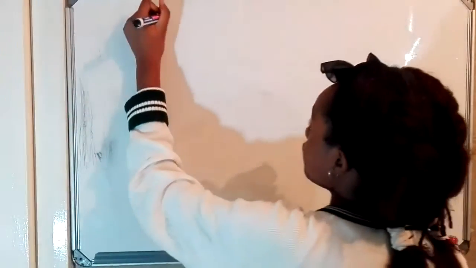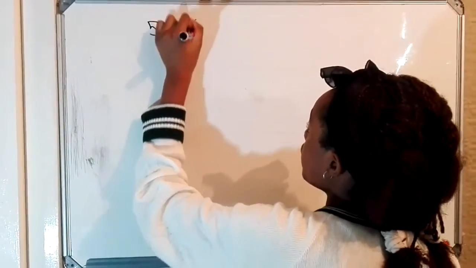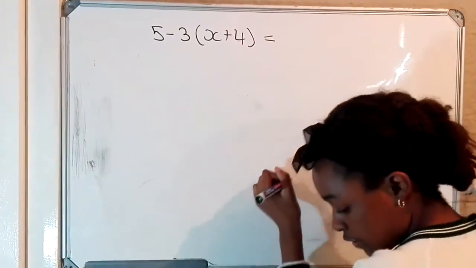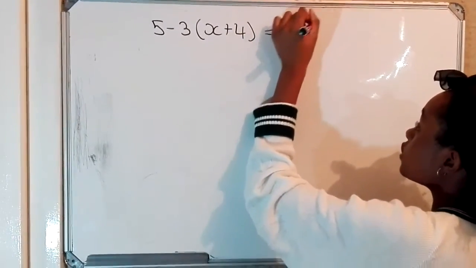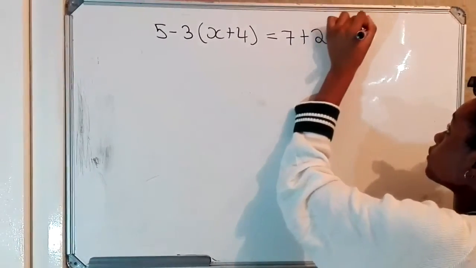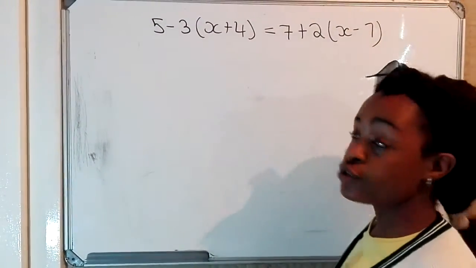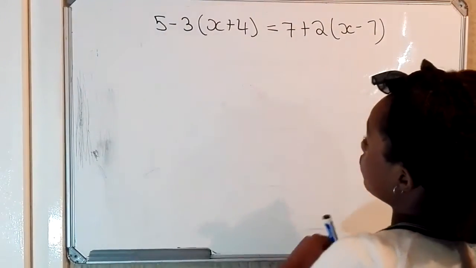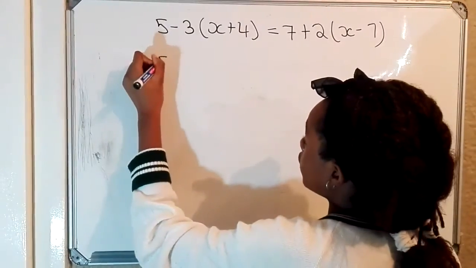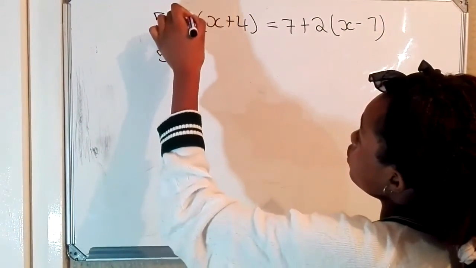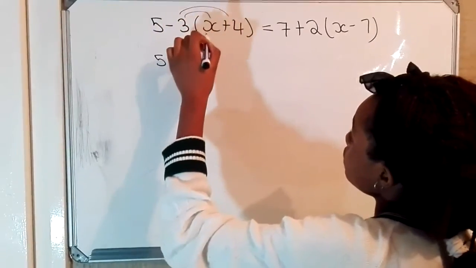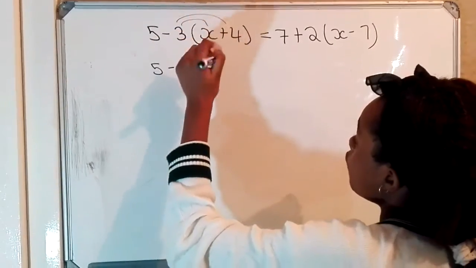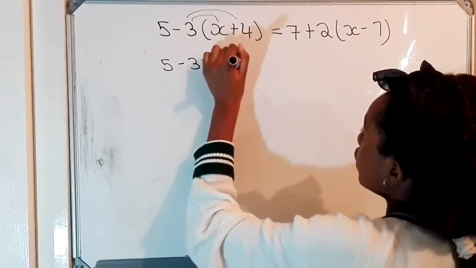Here's another one. So you have 5 minus 3 brackets x plus 4 is equal to 7 plus 2 brackets x minus 1. Feel free to pause the video and try this one on your own. The first thing I'm going to do is make sure I distribute everything to the brackets. I'll leave 5 over here and distribute negative 3 to everything in the brackets. Negative 3 times x gives me negative 3x. Negative 3 times 4 gives me negative 12.